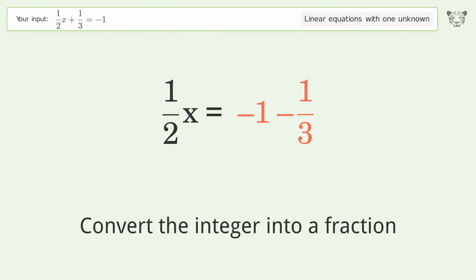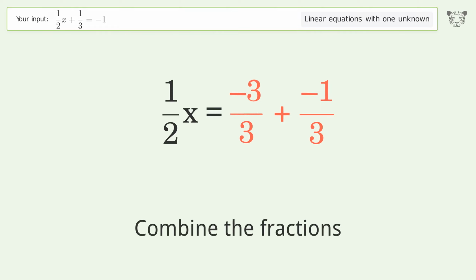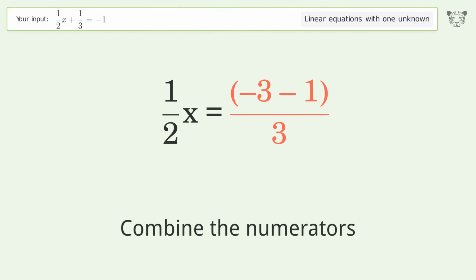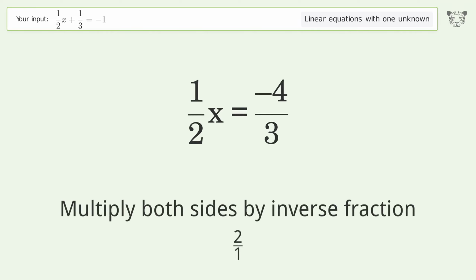Convert the integer into a fraction. Combine the fractions. Combine the numerators. Isolate the x. Multiply both sides by the inverse fraction 2/1.